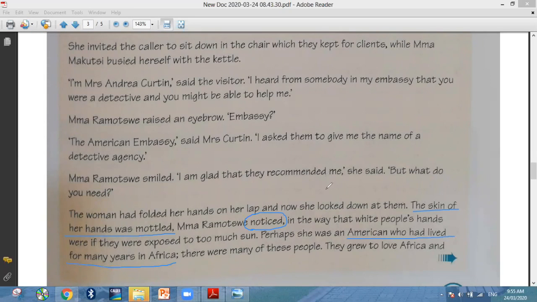Wait a minute. If I ask a question here, why did Mama Ramatswi think that this American woman had lived for many years in Africa? Who can answer me? Yes, Hashim, you can answer. By her hands, they were too much. What does mottled mean? Like brownish something? You can use your booklet. Mottled?